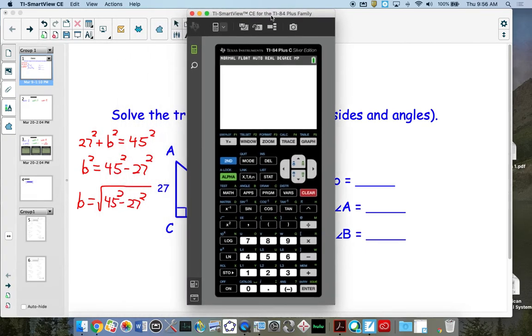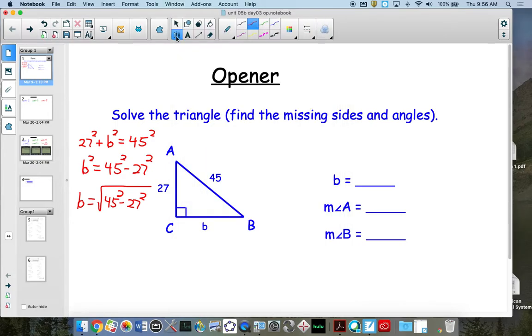So I'm going to type in second, square root button, 45 squared minus 27 squared, and I get 36. So that's my answer. So b is equal to 36. So that's this missing side. So I fill that in. Okay, now we want to find angles.